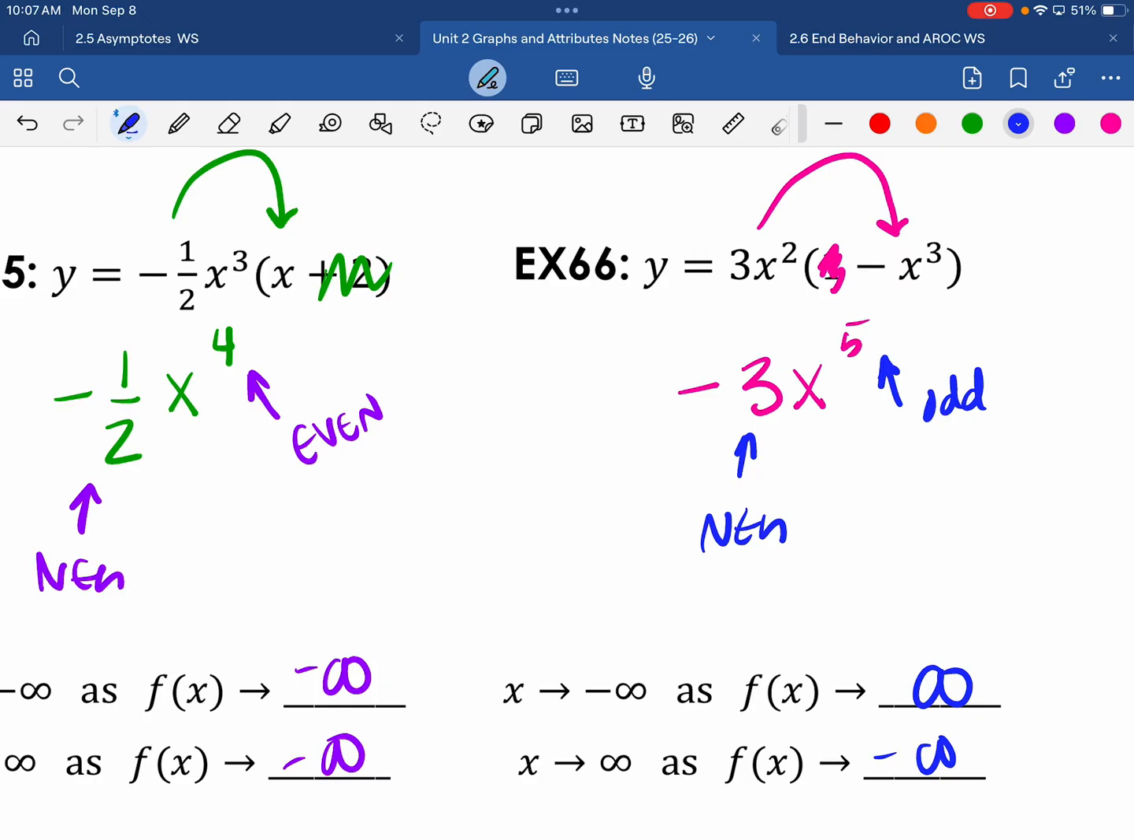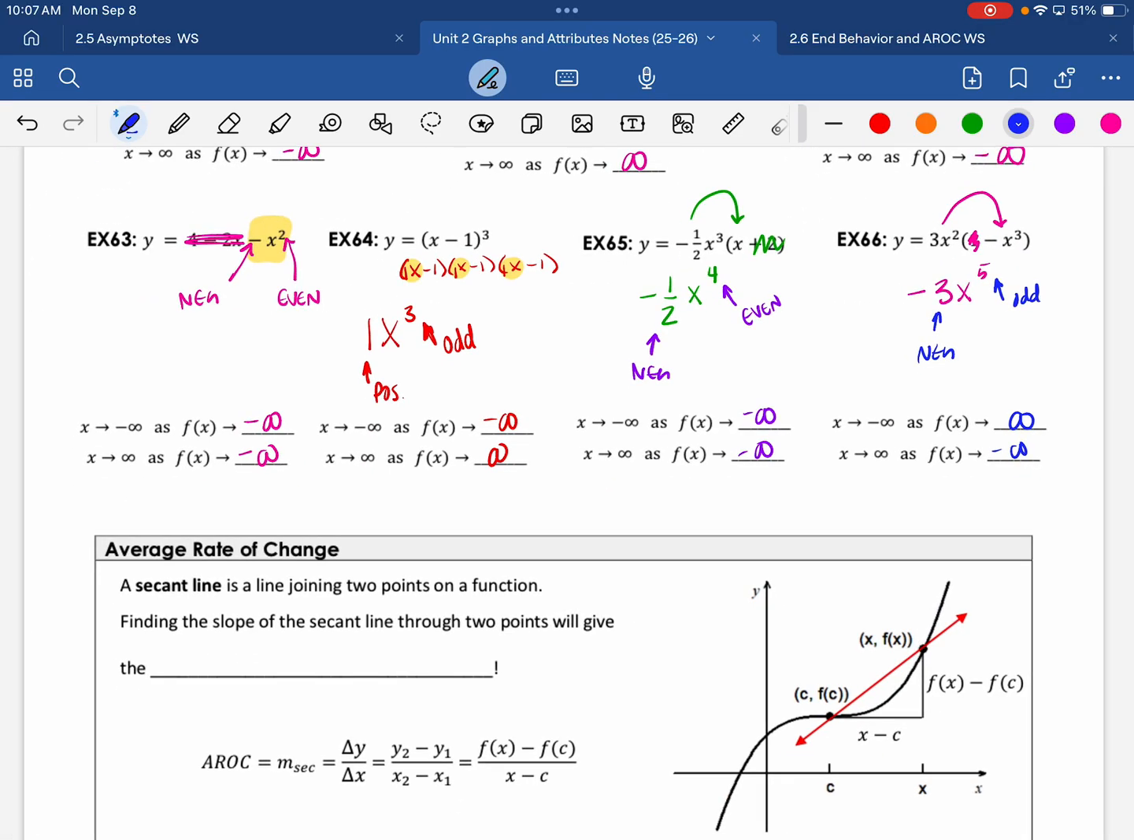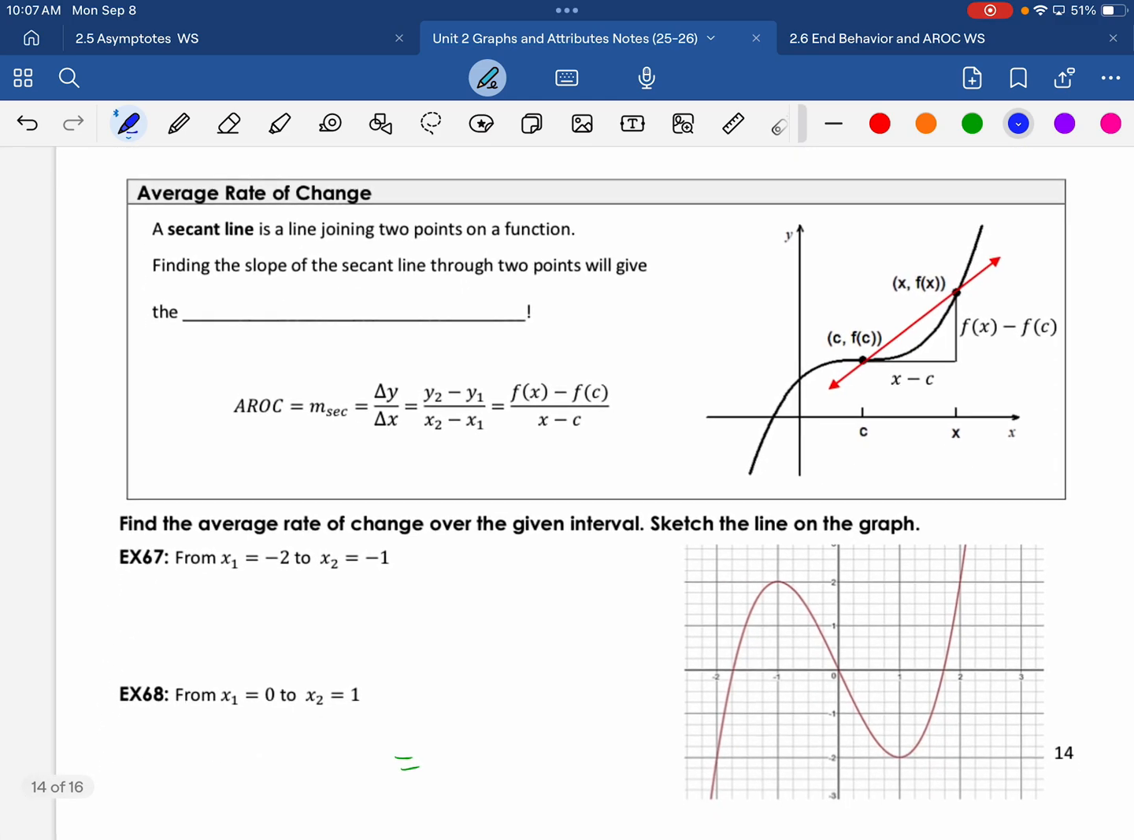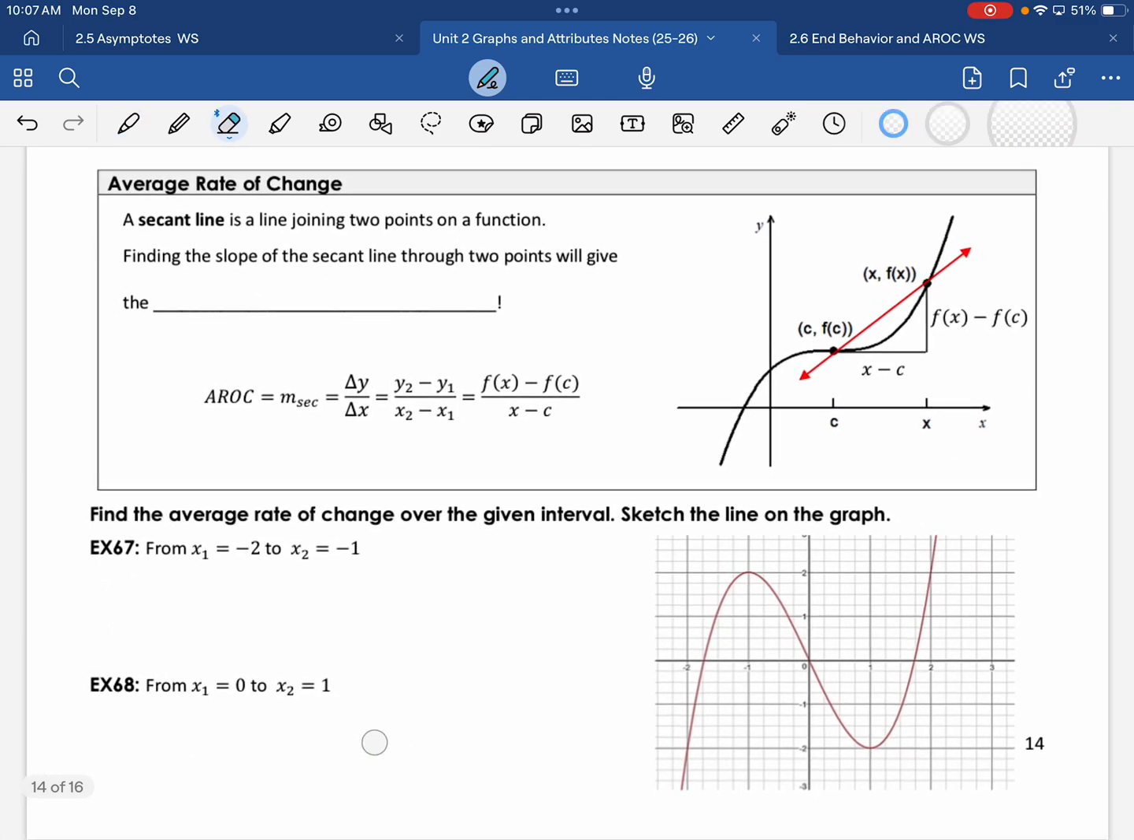And if you're taking the test and you ever brain fart or you just are lazy and you don't want to get your notes out, you also could look at my poster over here for end behavior. Okay. So let's talk about average rate of change now.